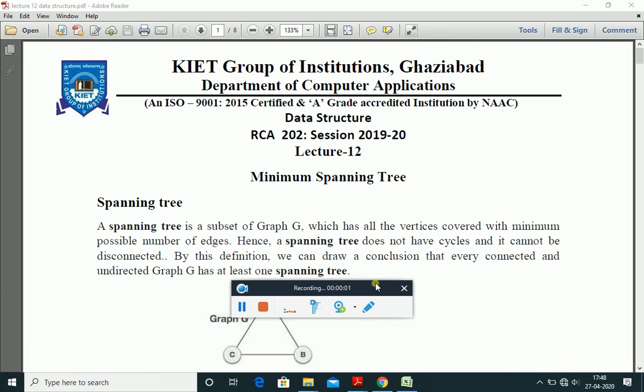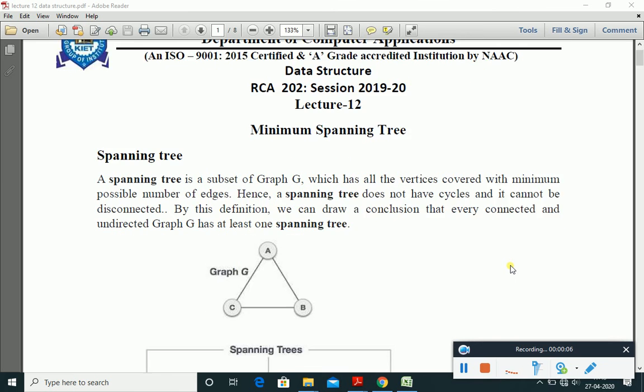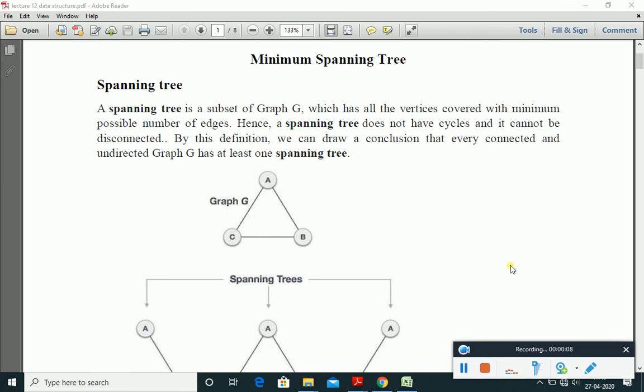In this video, we will learn the concept of a spanning tree. A spanning tree is the most important concept in graph theory. Basically, the major topic is minimum spanning tree. But to understand the minimum spanning tree, first we should know what a spanning tree is.